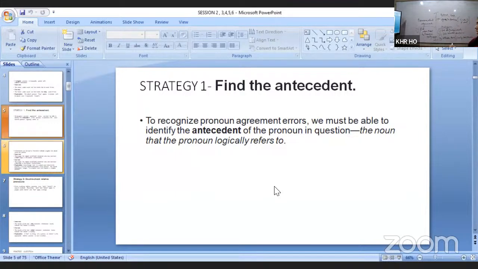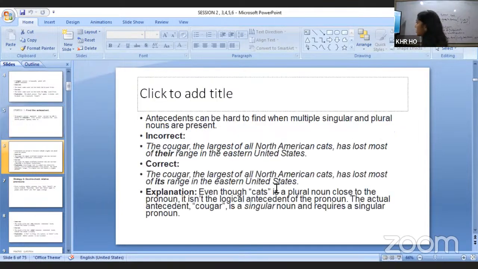The noun that the pronoun logically refers to. So that's your first strategy.